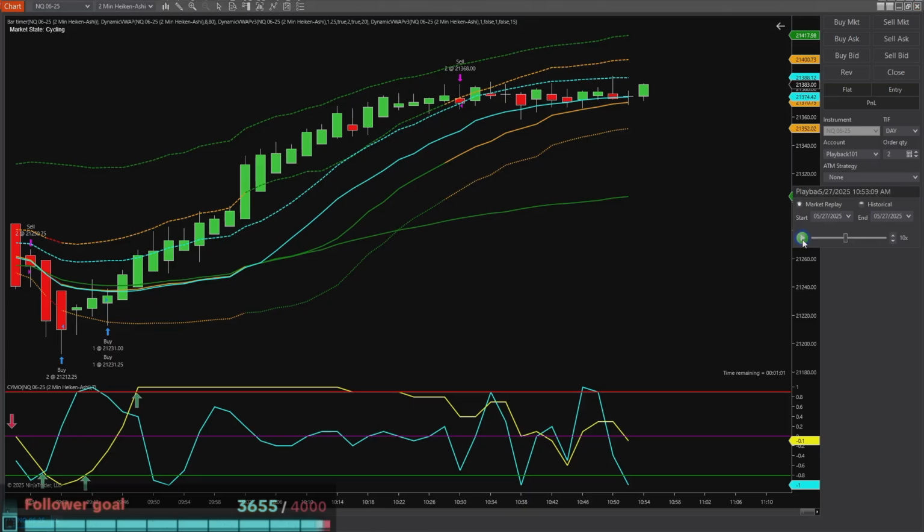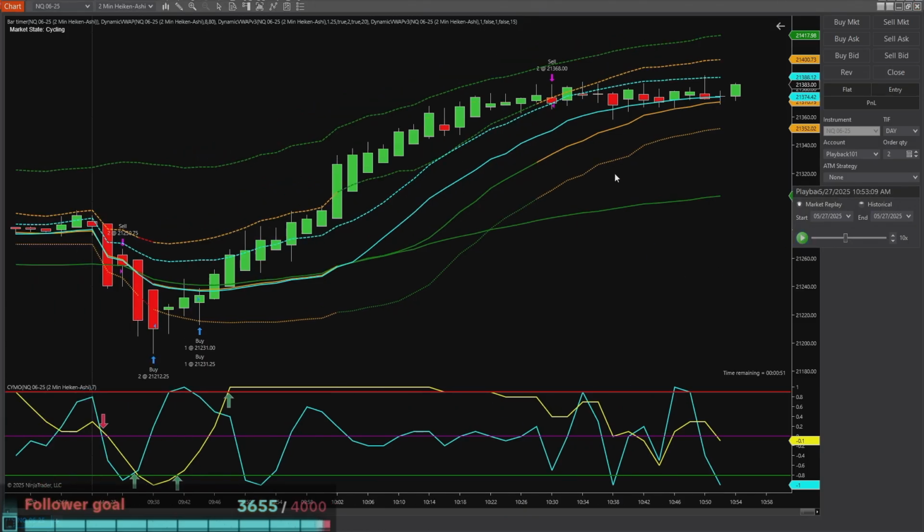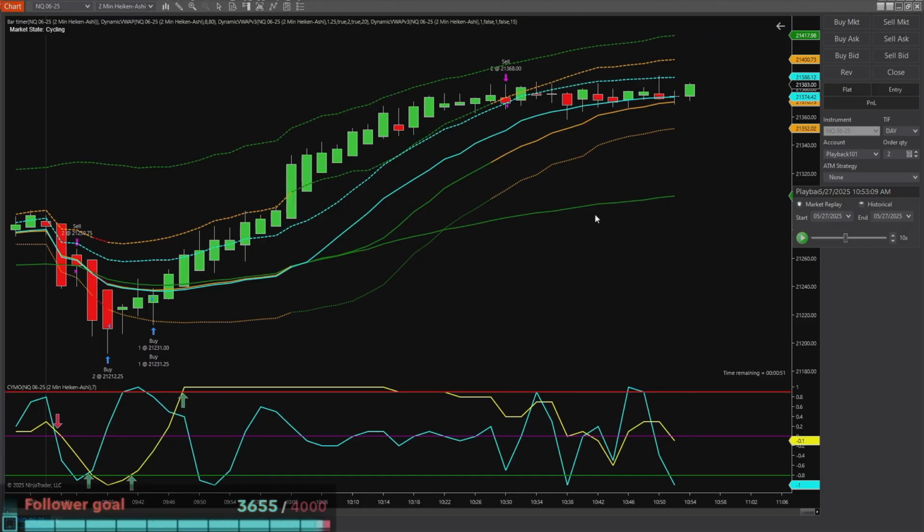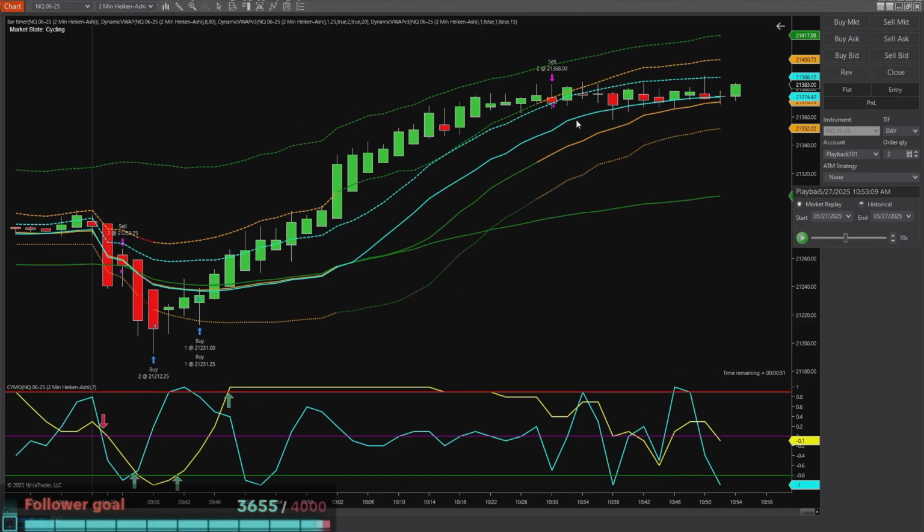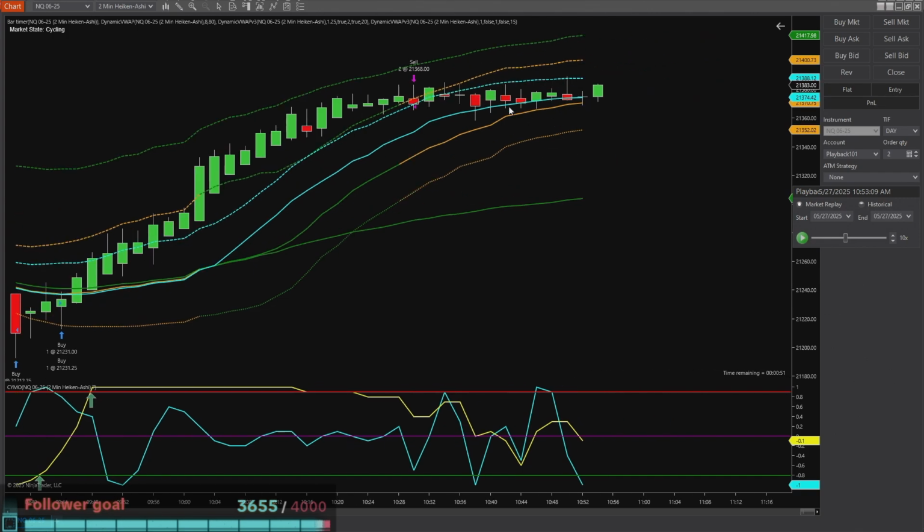Let me stop it there before the screen gets too wide, okay? Had a nice run to the upside, and then came the chop. But as always, guys, not every part of the session is worth trading, okay? These are tradable parts of the session. These are not tradable right here, okay?